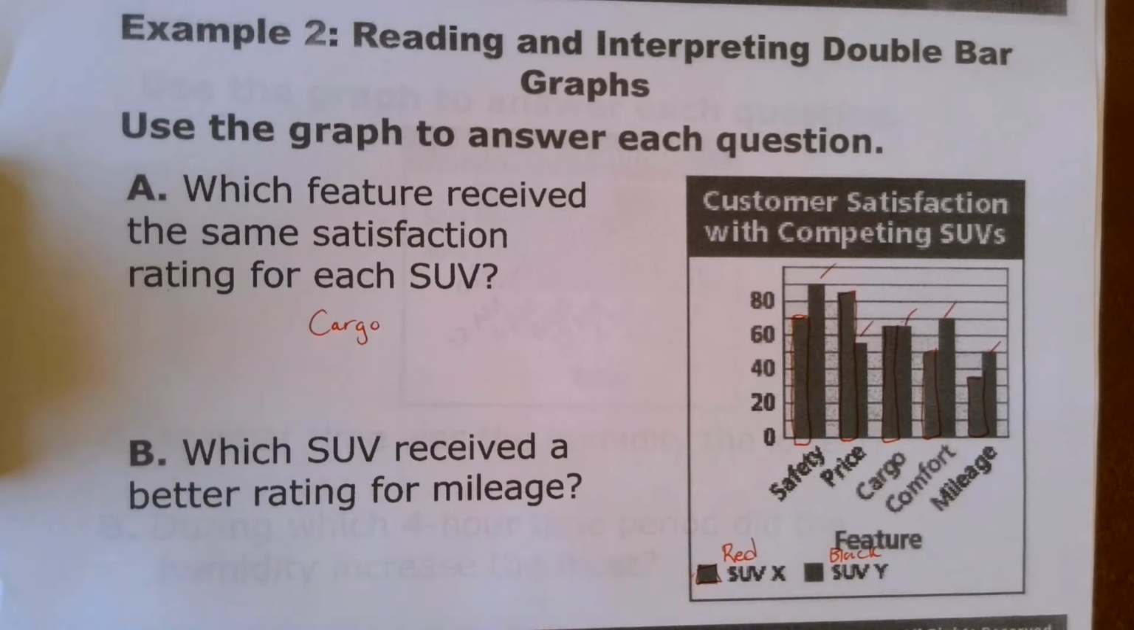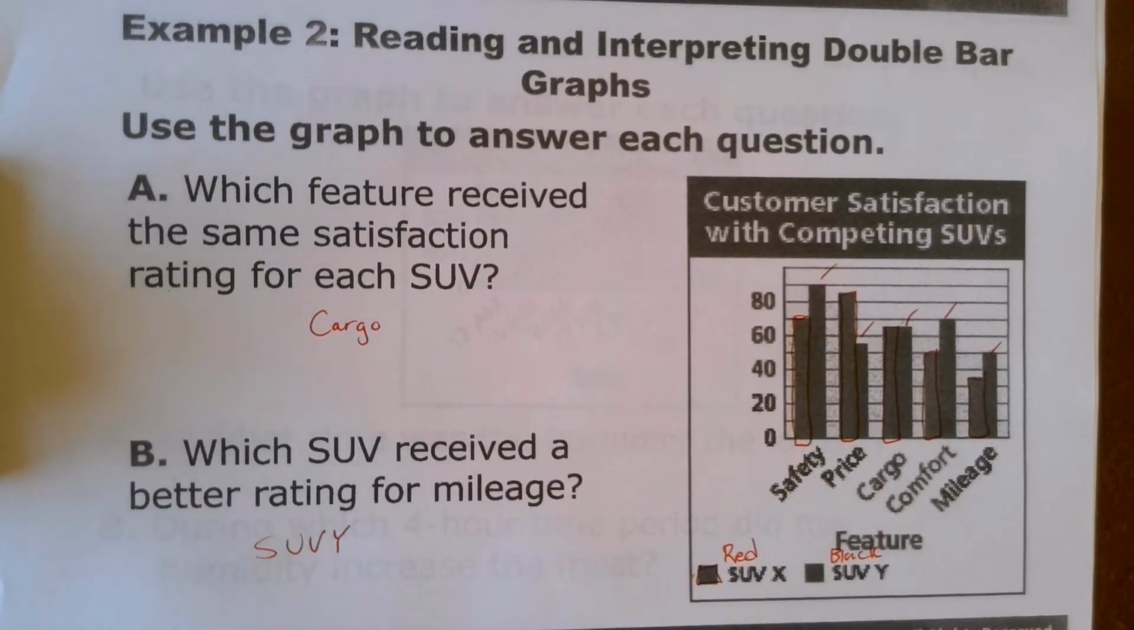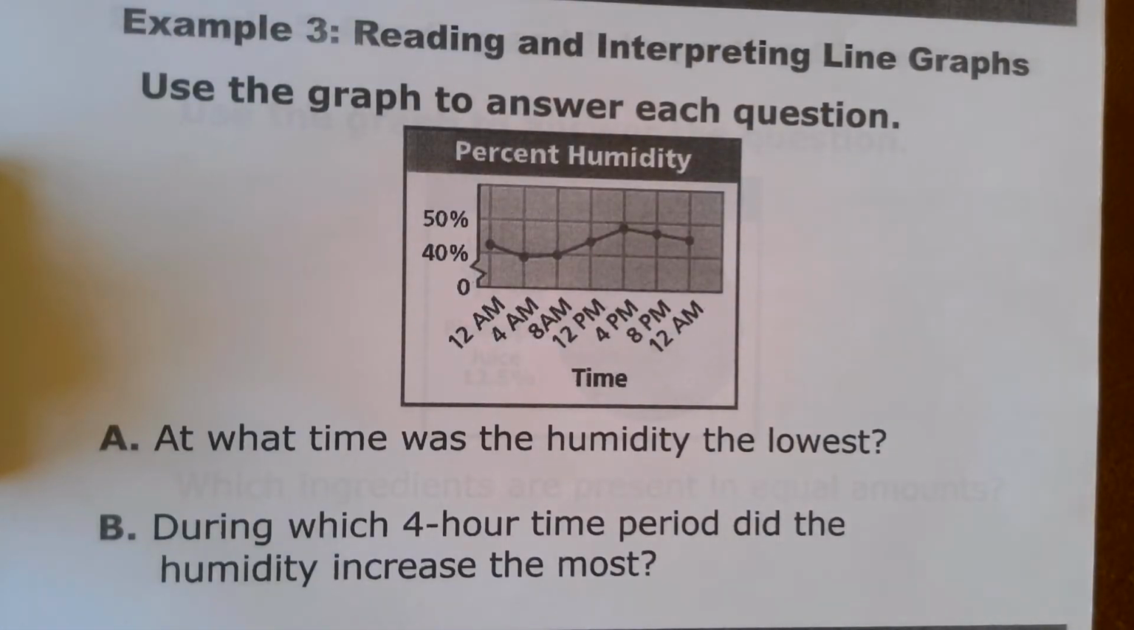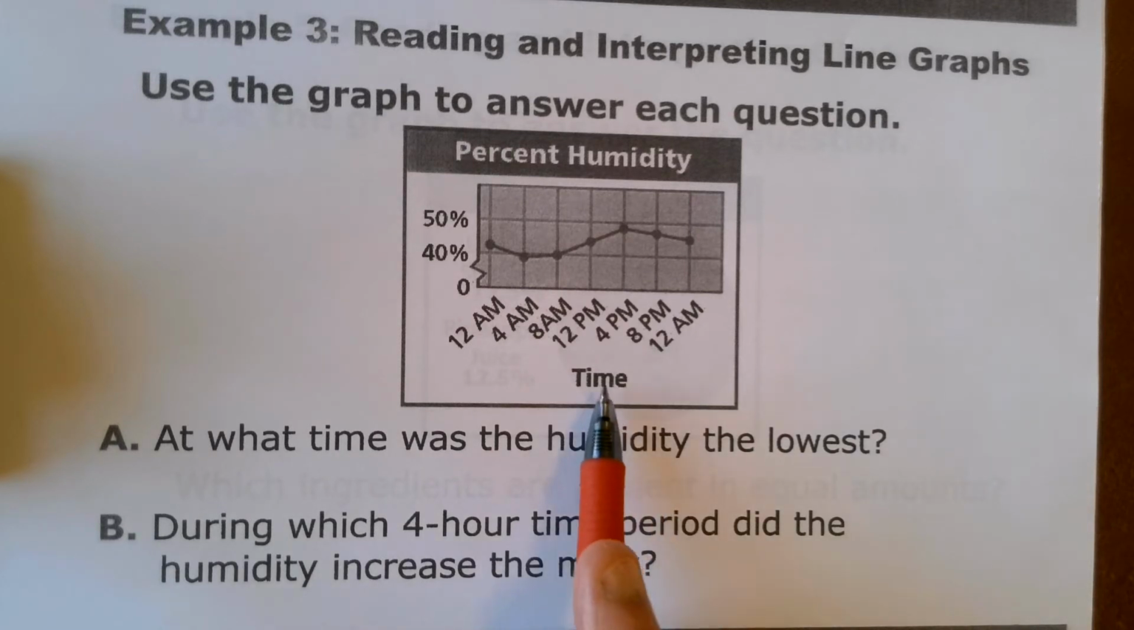Which SUV received a better rating for mileage? So you go out to mileage, and you're going to look and see which one got a better rating. Looks like the second one, which we said was the SUVY. Okay, going to the next one. We are now talking about a line graph, which we always said is great to be used when you're talking about time. So this happens to be actually all happening within a day, but it could be something happening within weeks or years. But it is definitely over time.